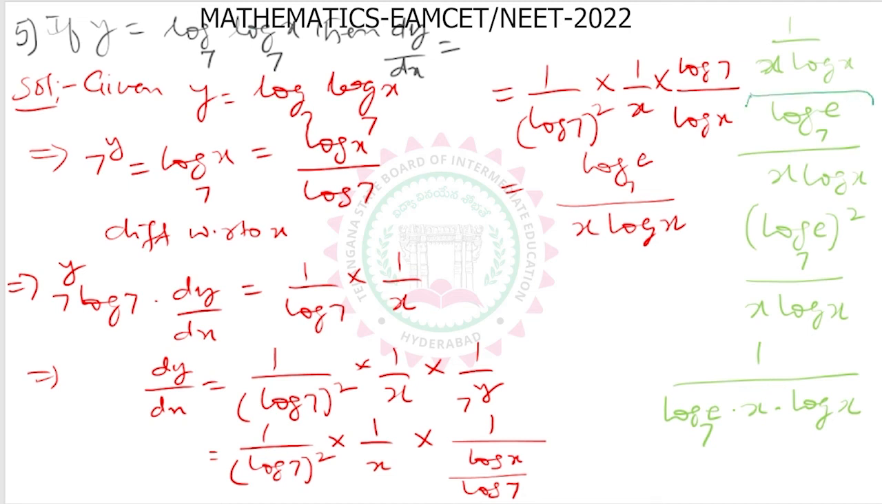So this answer is my correct one, that is log e to the base 7 x log x. Is it clear? So the only thing is that you have to do it with patience. Okay.